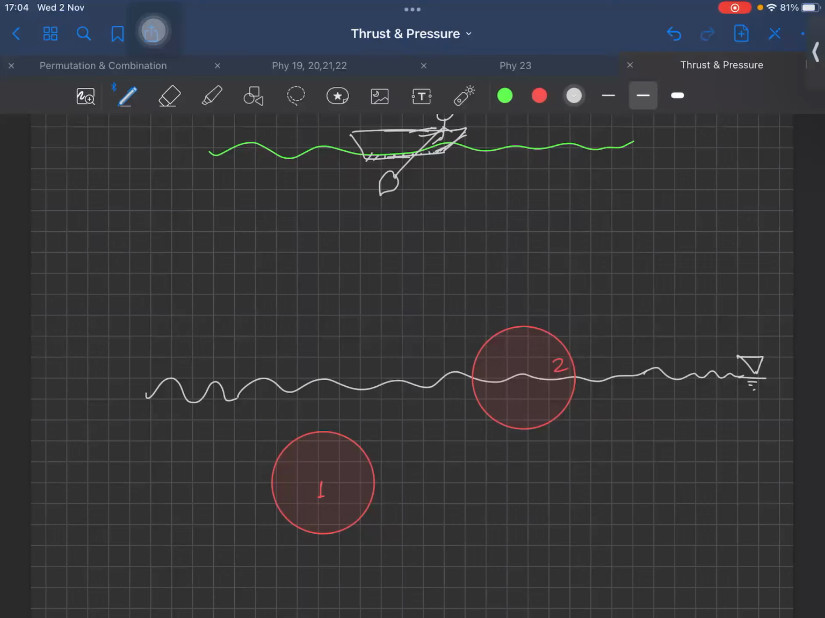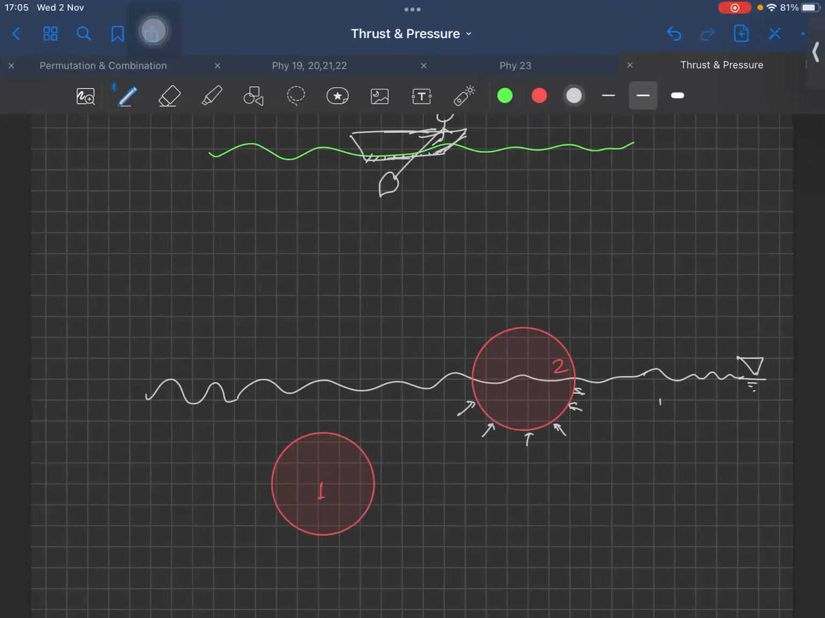So the fluid will put some pressure on this body. That's what we have studied, hydrostatic pressure. That pressure will be equal to rho, the density of the liquid, let's say this is water, so rho g h. H is what? This height, right? So that is the pressure by this liquid on this ball. Similarly, on this ball also, there will be pressure by this liquid.